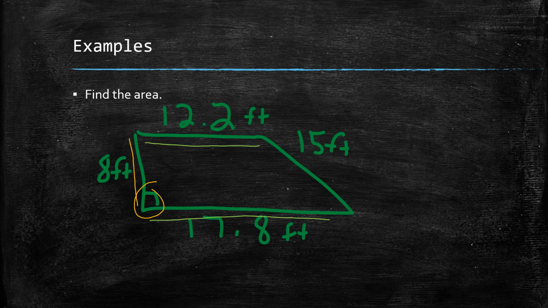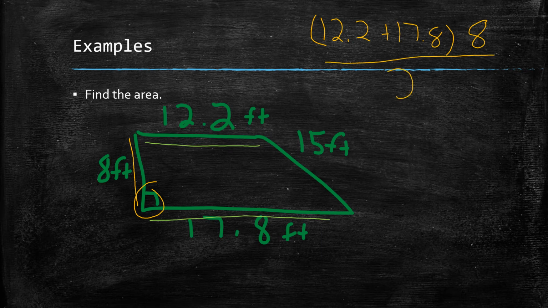And so you have 12.2 plus 17.8. The height is going to be times 8. And then the problem we need to divide by 2. I'd encourage you to pause the video, work that out yourself, see what you get, and then check your work with that.